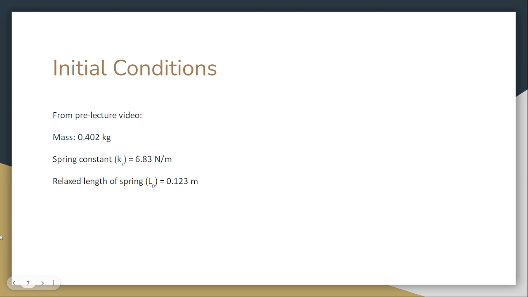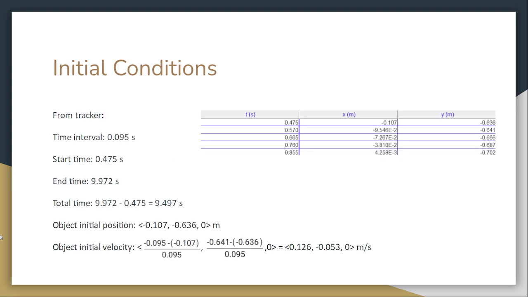So, initial conditions from the pre-lecture video, we found the mass, spring constant, and relaxed length of the spring. From tracker, we found the time interval is equal to 0.095 seconds, and the total time was 9.497 seconds. The initial position was found using the first point on the tracker, and the initial velocity was calculated using final minus initial using the first two time intervals.